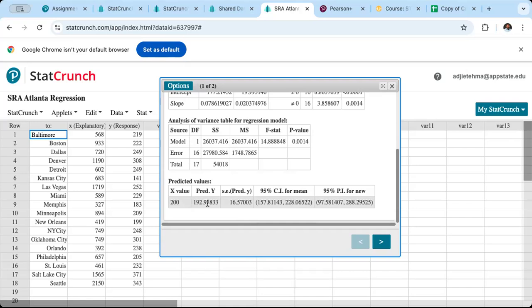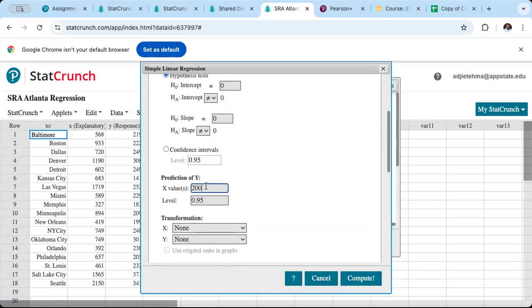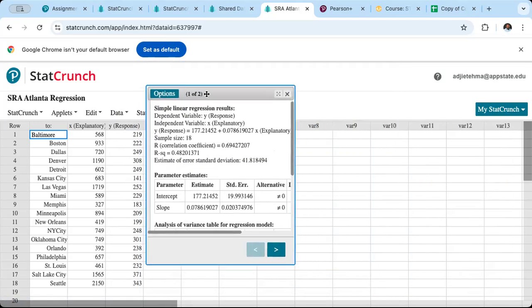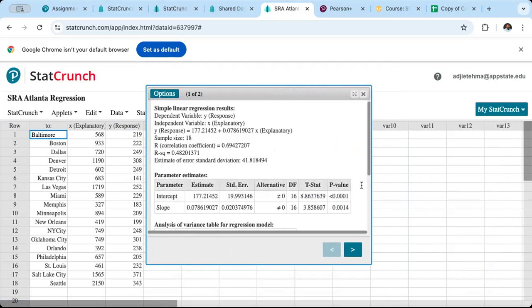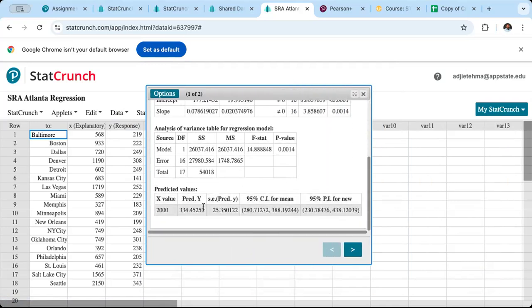The next one is that we want to estimate the fare for a 2,000-mile flight. So try to plug in 2,000, and I'll do it using StatCrunch and see if we get the same answer. So I'll just put 2,000 here and then hit enter. And then let me expand this. And so I get 334.45. So that is the fare for a 2,000-mile flight, based on the model. Is that okay? Any questions so far?